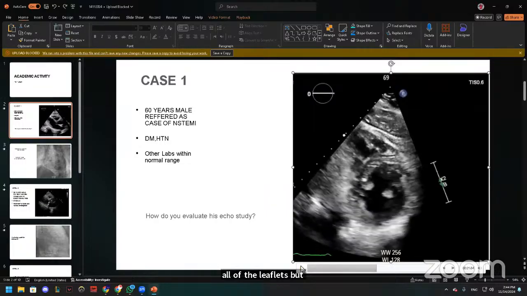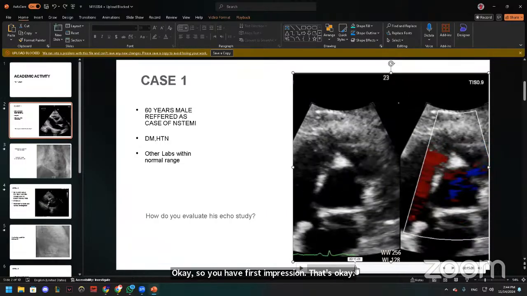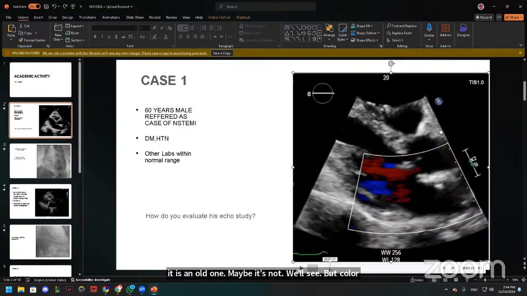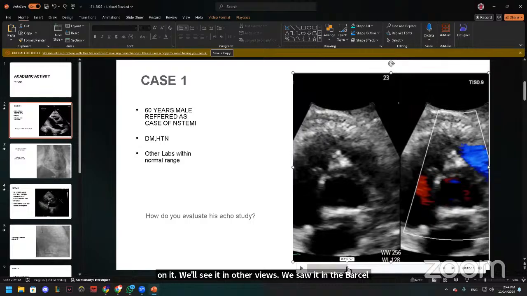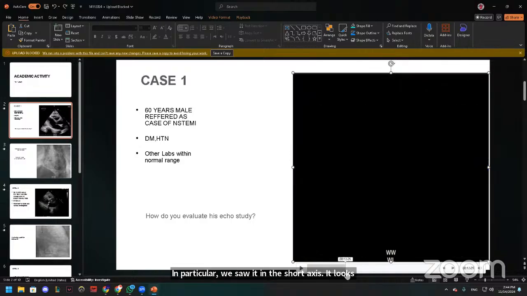Okay, so your first impression is that the valve leaflets don't look very thickened, and maybe it is normal, maybe it's not. We'll see. Put color on it. We'll see it in other views. We saw it in the parasternal, it didn't look thick in particular. We saw it in the short axis, it looks fine. So the initial impression is that it looks normal. We're putting color on it now.